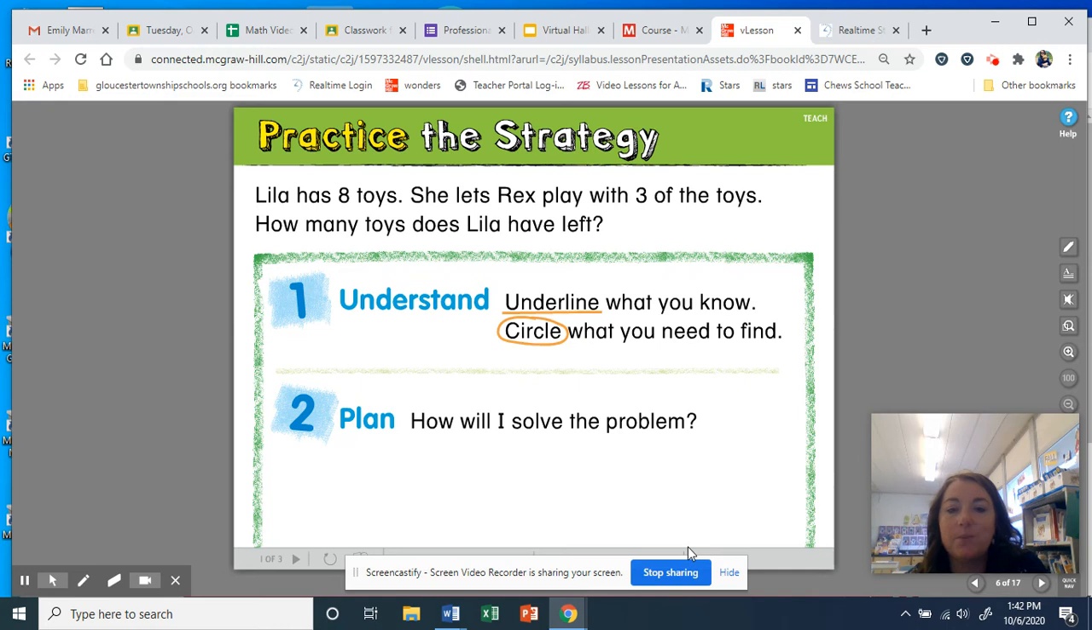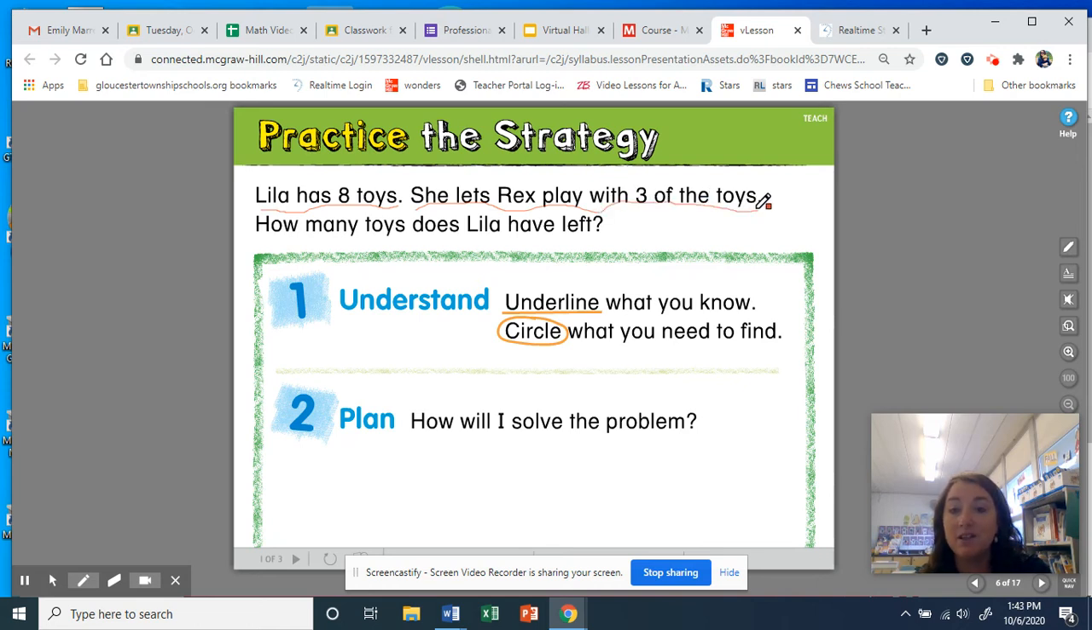All right, so let's practice. So get our pencils out. Lila has 8 toys. She lets Rex play with 3 of her toys. How many toys does Lila have left? So the first thing is we're going to underline what you know. So we know that Lila has 8 toys. And she lets Rex play with 3 of her toys. Those are the 2 things that we know for sure.